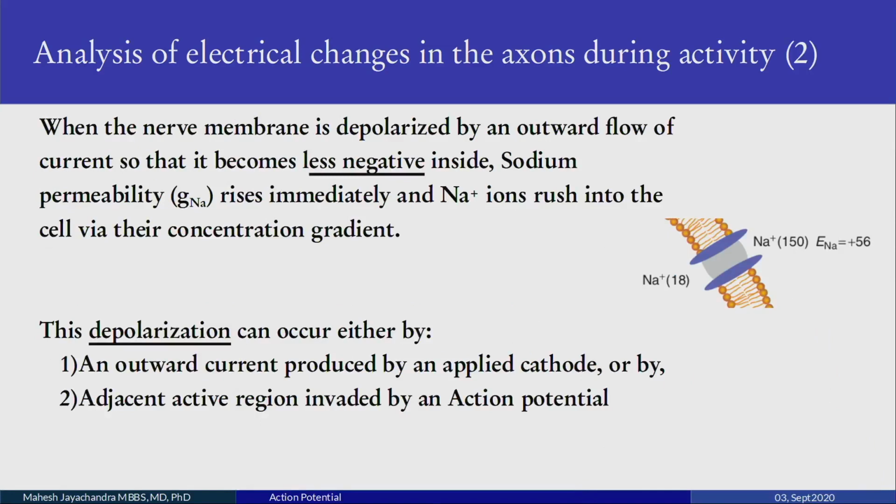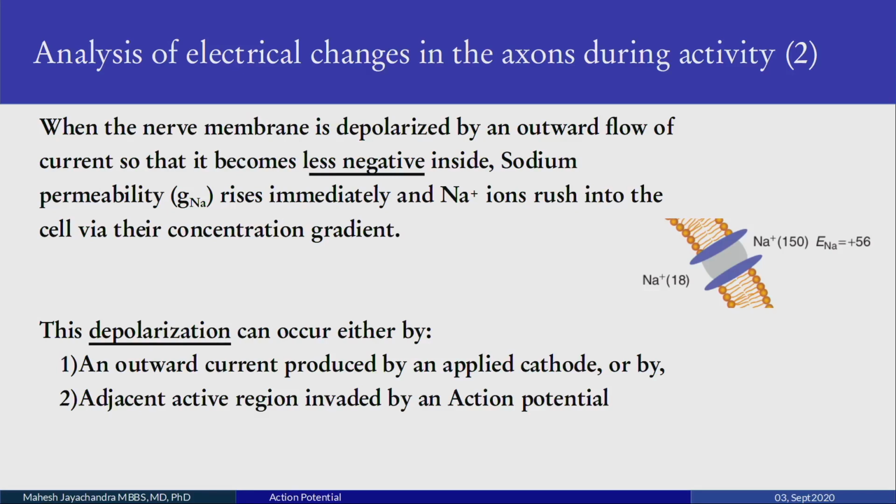When the nerve membrane is depolarized by an outward flow of current, so it becomes less negative inside, sodium permeability, or G subscript Na, rises immediately, and sodium ions rush into the cell because of the concentration gradient. If you remember, outside it's seawater, sodium is about 150, inside is about 18 to 20. So it's a huge rush, like water rushing in over a concentration gradient. Instead of water falling from a height, you think of sodium ions.